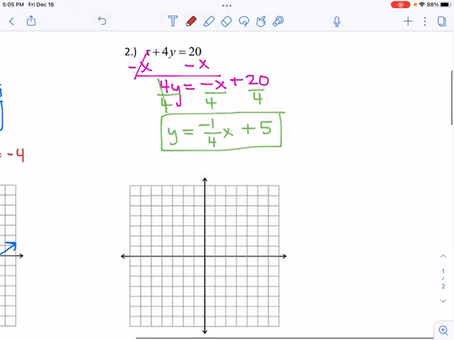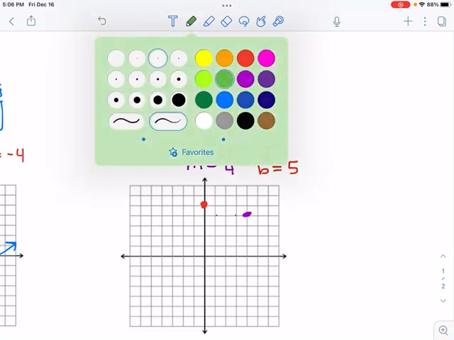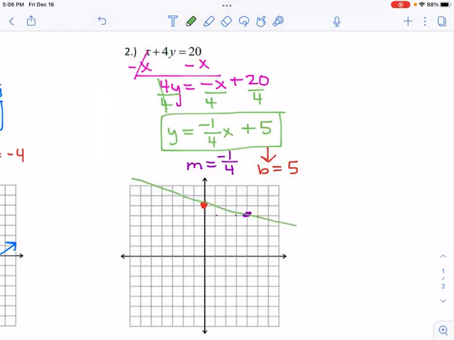Once again, now that it's in the right format, we're going to start with that b, which is our y-intercept. This time, my b is a positive 5. So on the y-axis, I'm going to go up 5, 1, 2, 3, 4, 5, and make a point. My slope is a negative 1/4. So if I want to travel my slope of negative 1 over 4, I'm now going to go down 1 and forward 1, 2, 3, 4, and make a point. Then I can draw my line in of y equals negative 1/4 x plus 5.